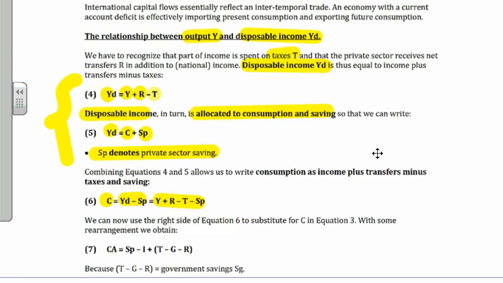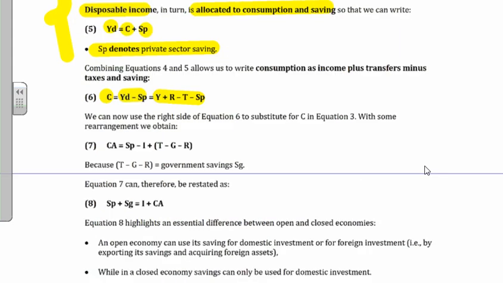Okay, we can go further. I warned you we're going to be playing with the equations just a touch. Let's go for number 7. We can use the right side of equation 6 to substitute for C back in equation 3. Let's have a look at what that gives me. CA is my current account: SP, private sector saving, less investment, plus taxes, less government spending, and movements in accounts, the R. T minus G minus R is government savings, because T is what they get in taxes, G is what government spends, less R. Now we can say SP plus SG, private savings and government savings, is equal to I, investment, plus CA, my current account.